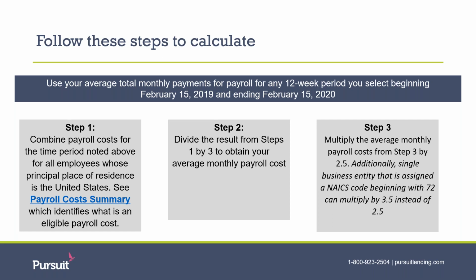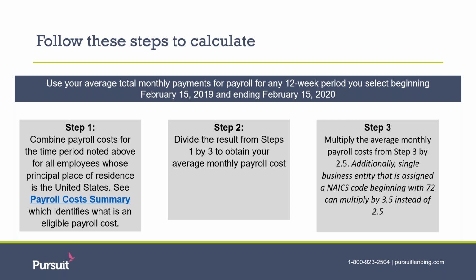From there, you will take the payroll costs that are calculated for that 12-week period, as discussed in step 1, and divide it by 3 to calculate your average monthly payroll costs. The average monthly payroll costs are then multiplied by 2.5 times to calculate the maximum loan amount for the PPP loan.